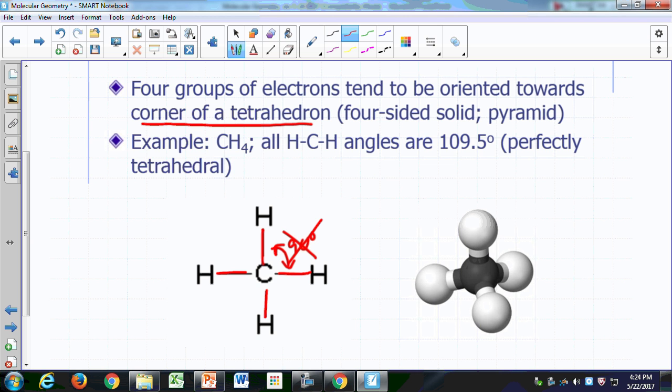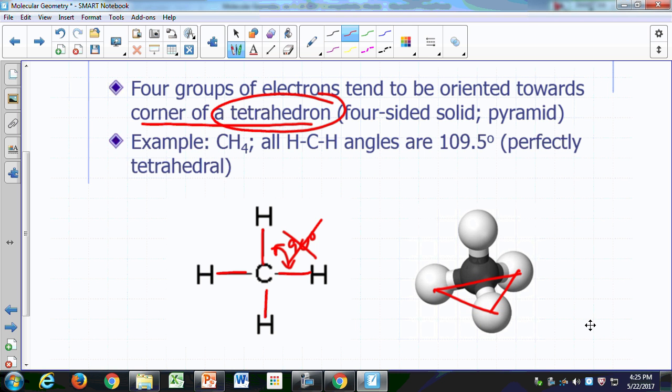You have to think in 3 dimensions. Okay, so here's your carbon right here. Here's your 4 hydrogens. 1, 2, 3, 4. Okay, imagine connecting these 4. Okay, a tetrahedron is basically a pyramid with a triangular base. So here's the base of that pyramid right there.